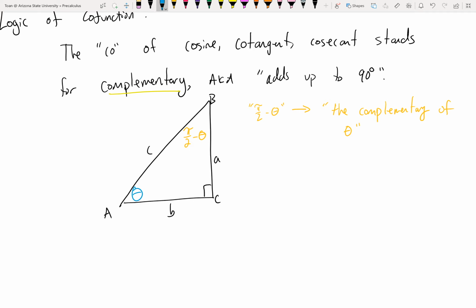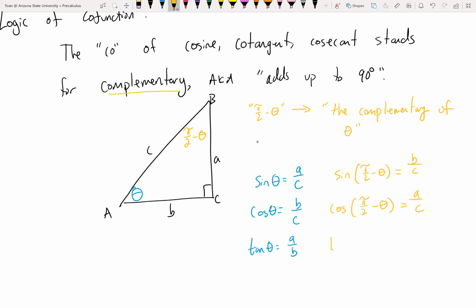We can see that sine of theta, opposite over hypotenuse, is A over C. Cosine of theta is B over C. Tangent of theta is A over B. Let's do the same thing for the complementary angle. What is sine of the complementary angle, pi halves minus theta? Well, it's opposite over hypotenuse still, but we have to focus on this angle. Opposite over hypotenuse would be B over C. Cosine of the complementary angle is adjacent over hypotenuse. And then the tangent of the complementary angle is opposite over adjacent.